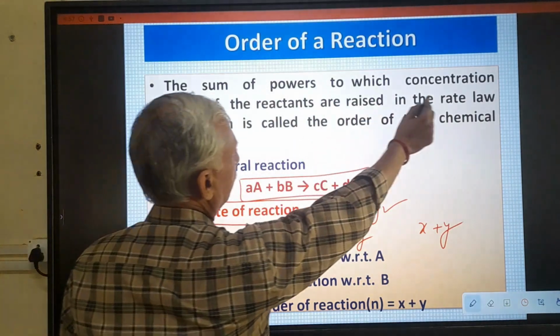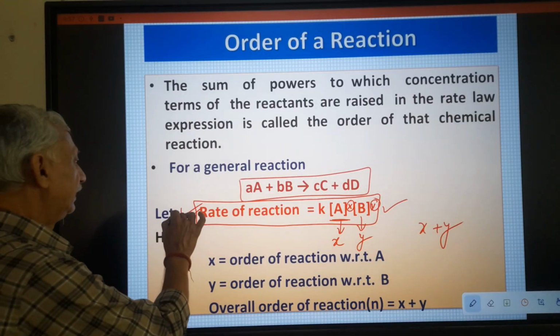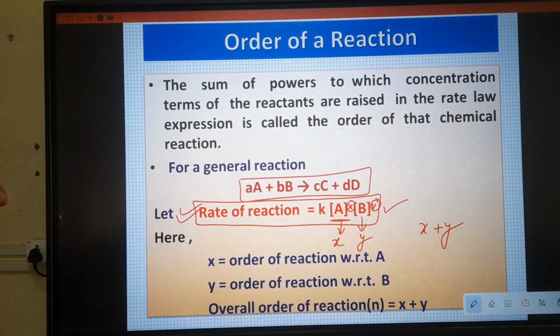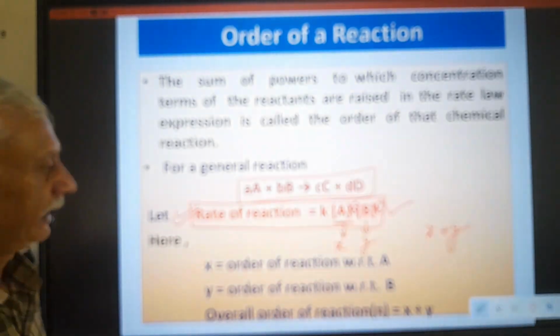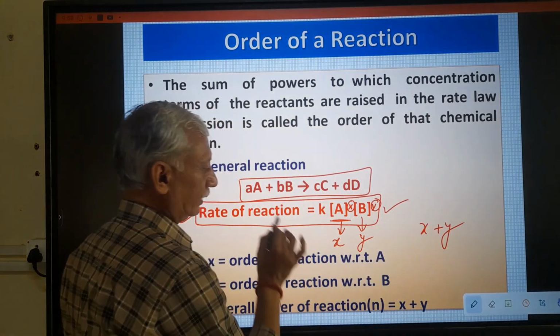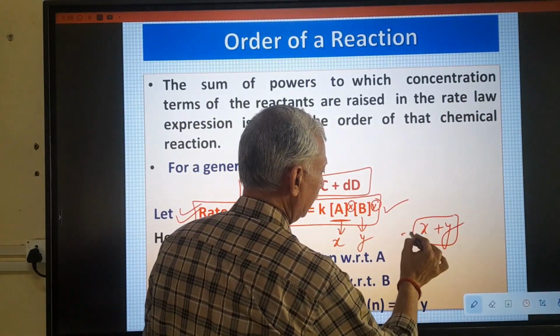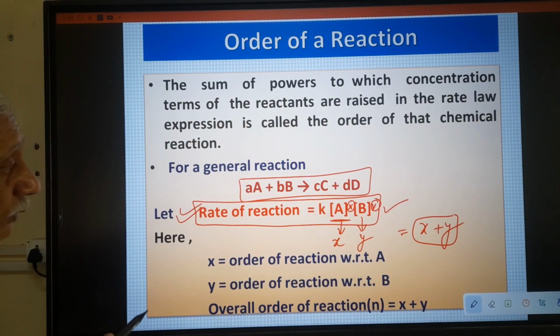So how can we define the term order of reaction? It is the sum of the powers to which concentration terms are raised in the rate law expression. This is the sum of the powers of the reactants, but they should be measured experimentally according to the rate law. So this is the definition. The order of reaction with respect to reactant A is x, with respect to reactant B is y, and the overall order of the reaction is x plus y. Remember that the values of x and y are determined experimentally.